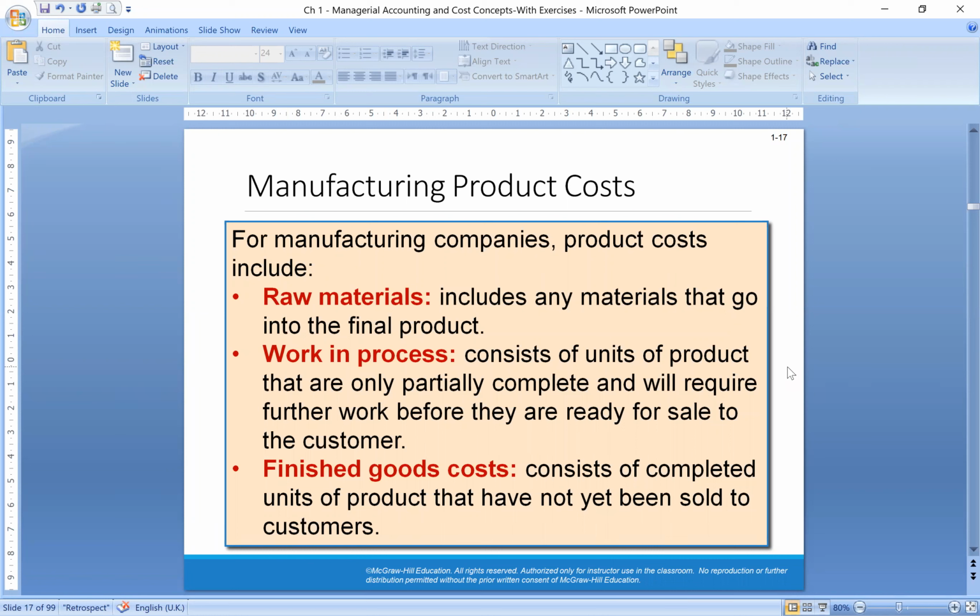Okay. But for the manufacturing companies, they have three kinds of warehouses. The first one includes raw materials not used yet. The second one is the work in process, which is semi-finished, and these two are not for sale. And the third one, which is called the finished goods inventory, is the only one for sale to customers.